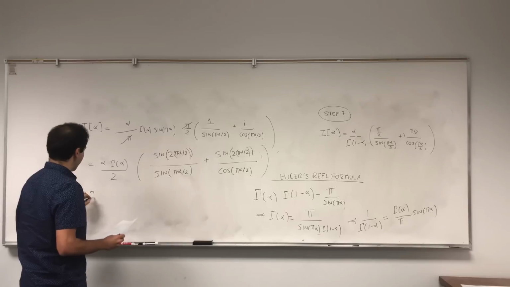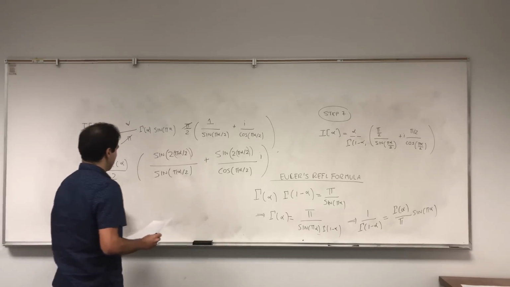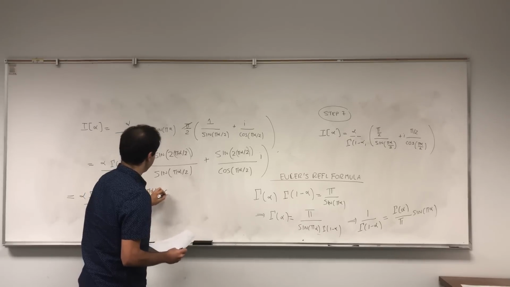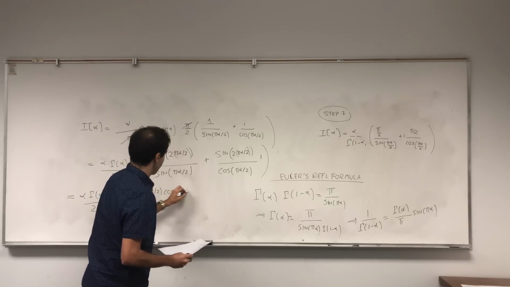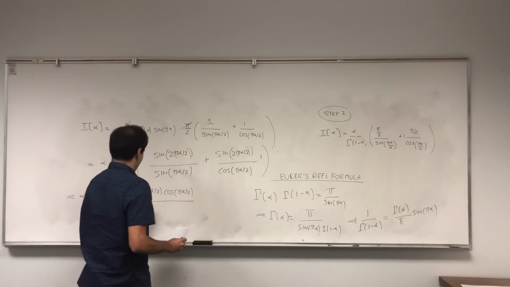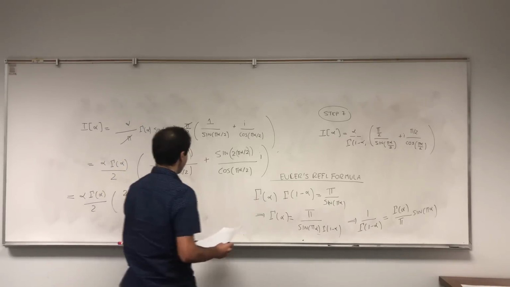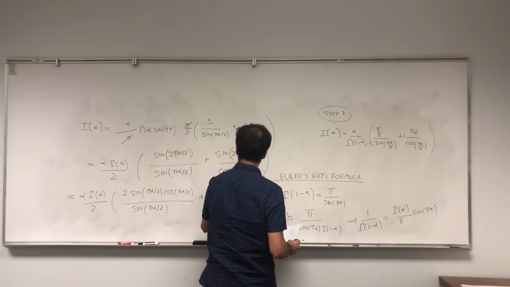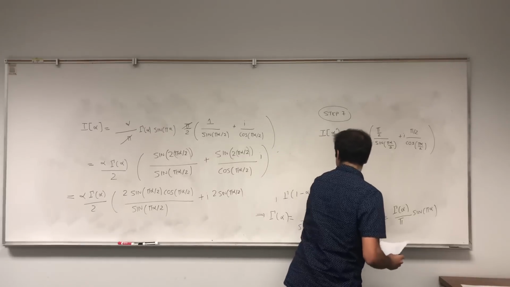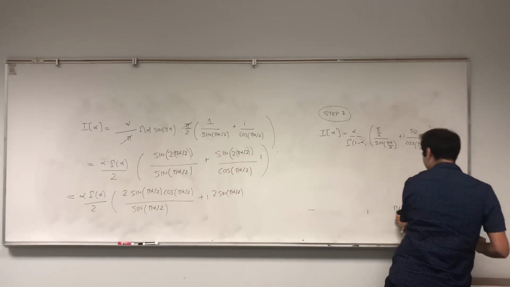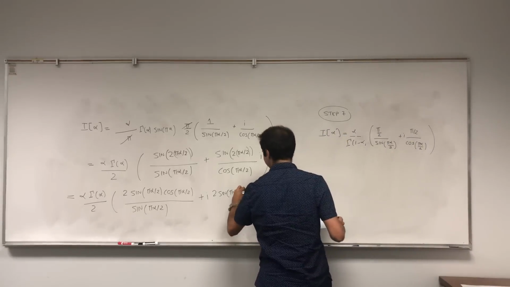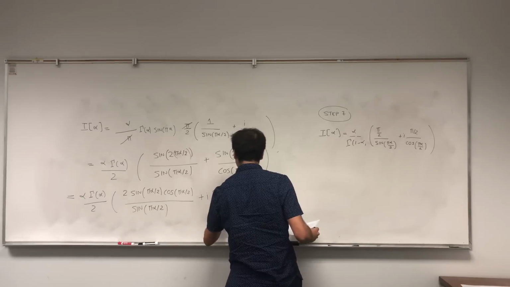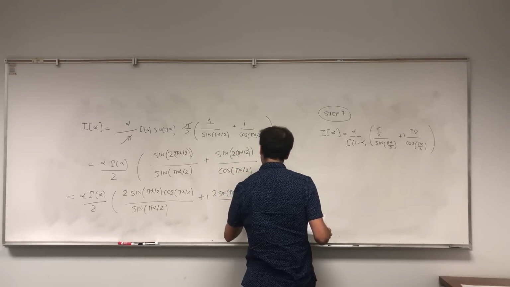So we get alpha, gamma alpha over 2. 2 sine of pi alpha over 2. Cosine of pi alpha over 2. Over sine of pi alpha over 2. Plus I, 2 sine of pi alpha over 2. Cosine of pi alpha over 2. And again, just math is pretty. That's all I can say. Cosine of pi alpha over 2.